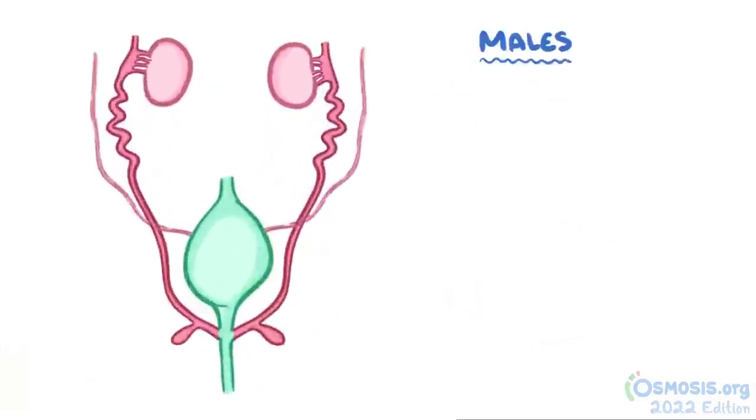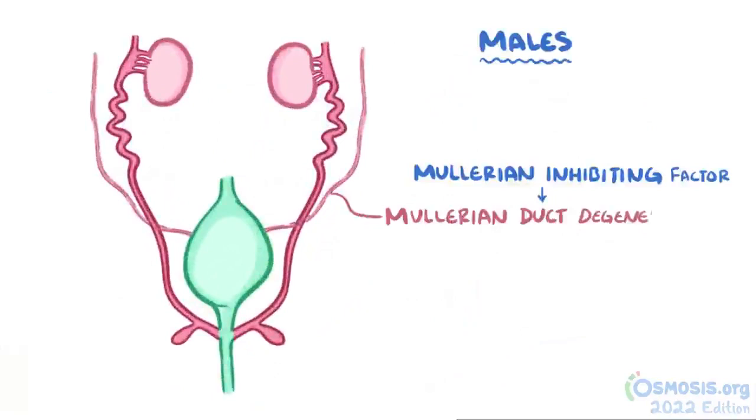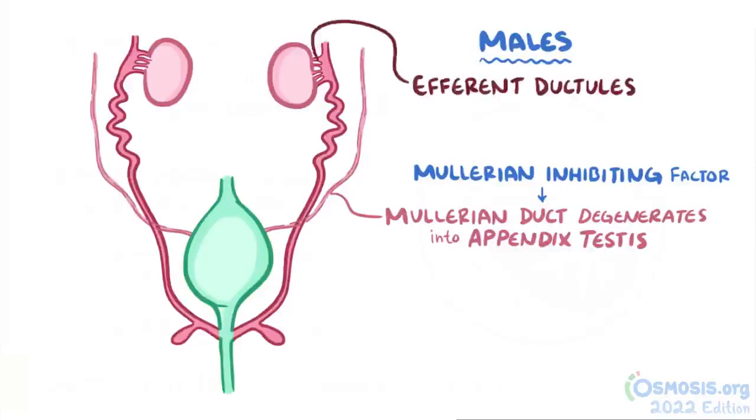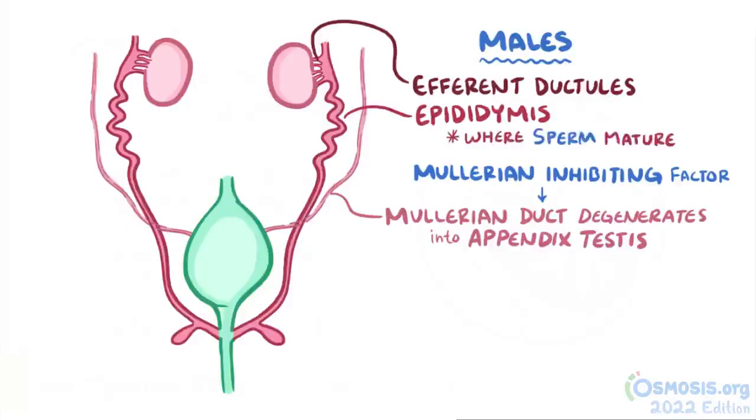In males, Mullerian inhibiting factor makes the paramesonephric or Mullerian ducts degenerate into two vestigial bodies called the appendix testis. The mesonephric ducts, on the other hand, grow long under the influence of testosterone, and form the reproductive ducts outside the testis. The efferent ductules look kind of like the teeth of a comb, and they connect the intratesticular straight tubules to the epididymis. The epididymis is where sperm go to mature, after they've been produced in the testes.